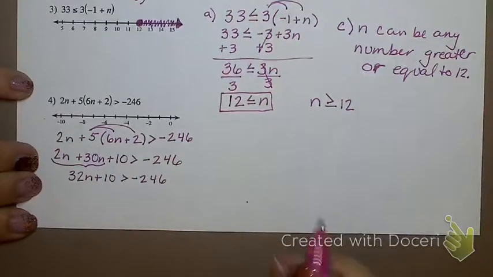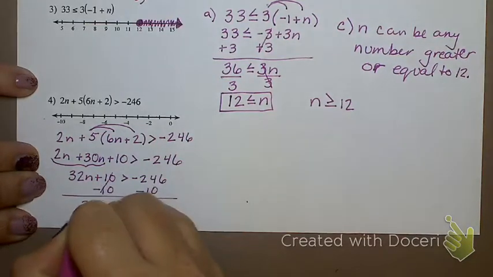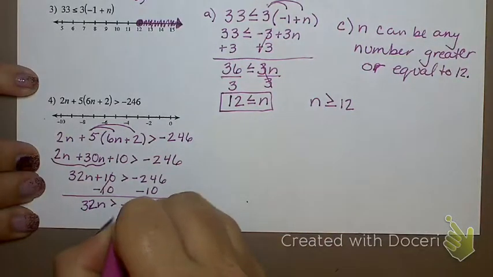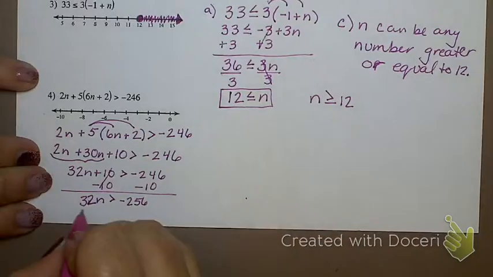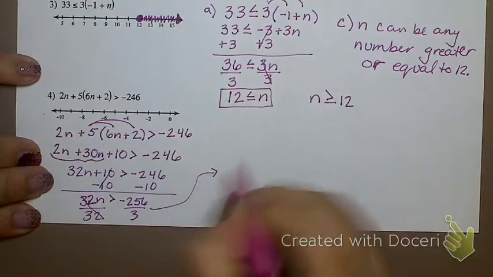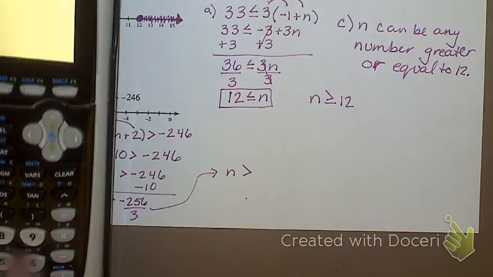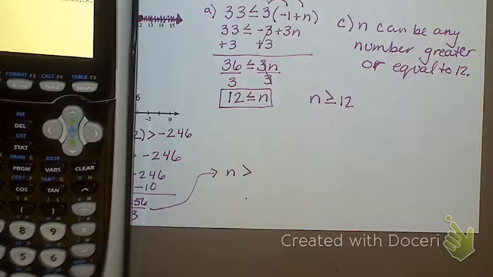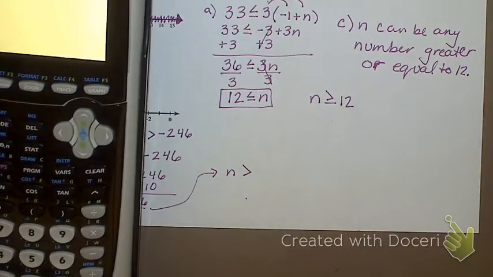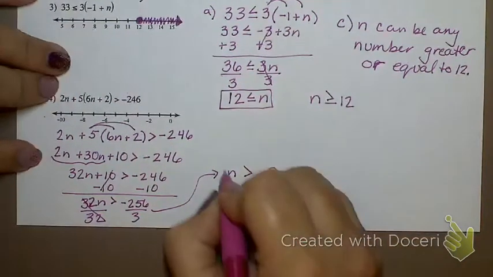Now what do I do? Subtract 10. 32n is greater than what? And the last step, divide by 32, and I'm running out of room, so I'm going to come up here. N is greater than negative 256 divided by 32. Negative 256 divided by 32 is negative 8. I was like, that's a crazy number there. So there's my solve part.